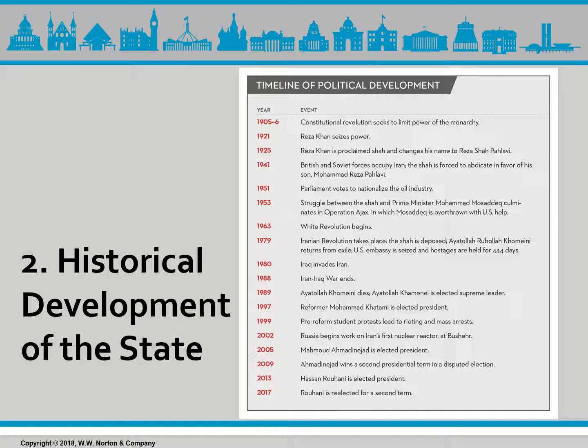That being said, in 2013, the younger part of the population that was less radical and more about economic opportunities elected Hassan Rouhani as president, and then in 2017 they re-elected him for a second term, which we'll get into a little bit later.